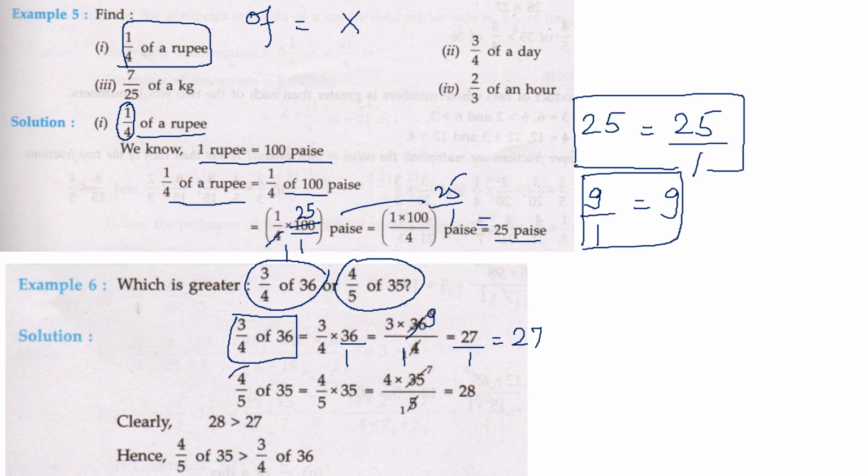Okay, next part is 4 by 5 of 35. So 5 into 7, 5 ones are 5, 5 sevens are 35, 4 sevens are 28. So which is greater here? You can see 28 is greater. Clearly 28 is greater than 27. Hence 4 by 5 of 35 is greater than 3 by 4 of 36.